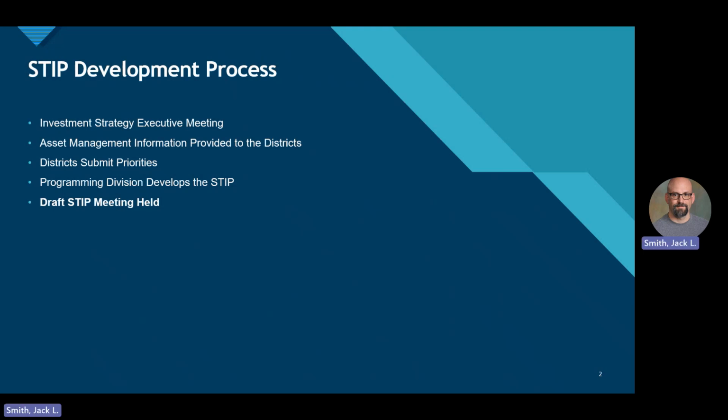Around March of each year, this process is nearly complete, and programming division combines the 8 districts' priorities into a draft final STIP. A draft STIP meeting is then held around May or June each year to discuss how these things fit together as far as implementation is concerned.